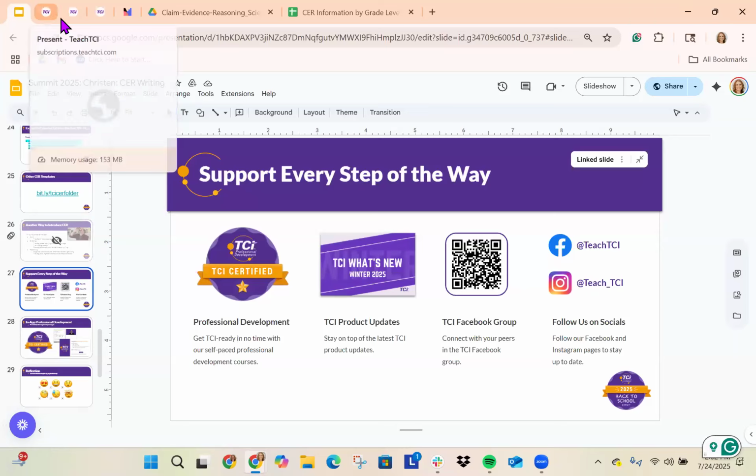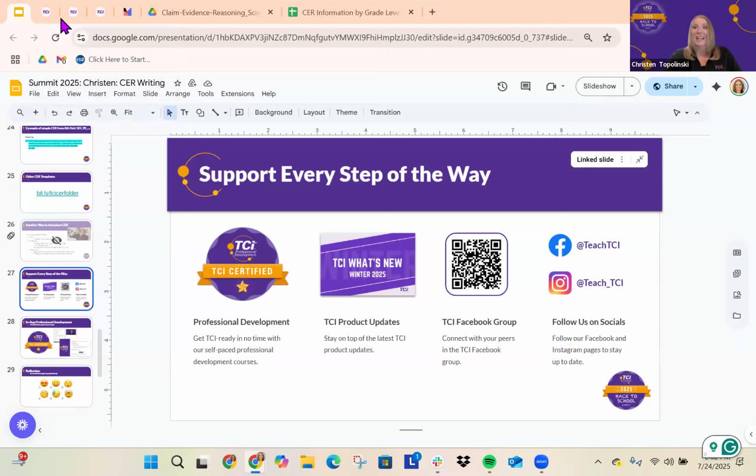Oh, there's one in the chat. Do you provide a model of a written CER paragraph? Yes, I do. My district uses Canvas, and we also use Google Classroom. So I always had the one that we would do together at the beginning of the year. I would leave it there, and they were allowed to go back and look at it, so they could see the way I color coded it.